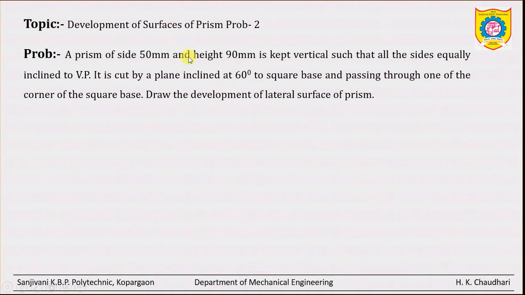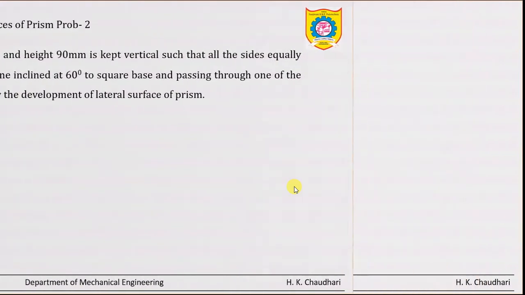So read this problem first. Here some changes are there. It is cut, that means the prism is cut by an inclined plane at 60 degree, and this plane is passing through one of the corners of the base. So the line of cutting section we have to draw from one of the corners of the base. Clear? So we will discuss the solution.